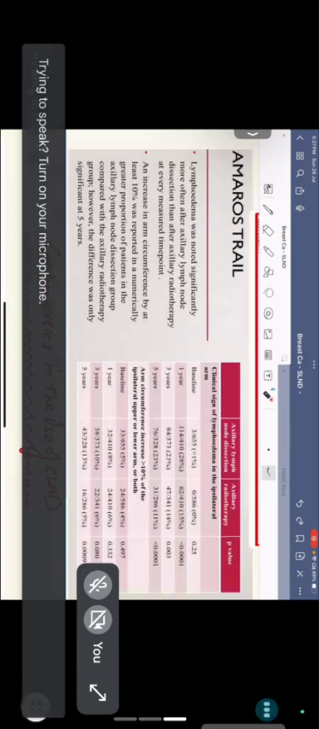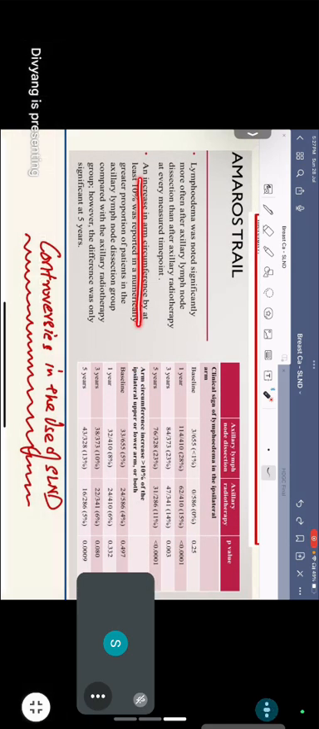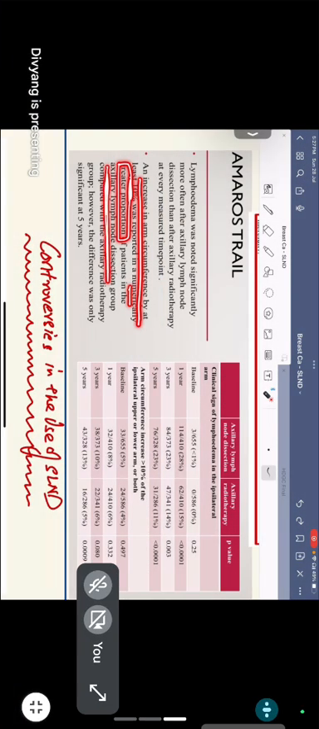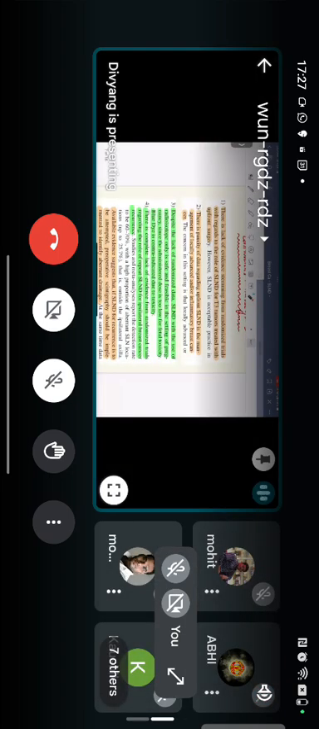In AMAROS, you can see, this is a table. An increase in the arm circumference by at least 10% was reported numerically in a greater proportion of patients in the lymph node dissection group compared with the RT group. However, the difference was only significant at 5 years. So far we have studied 4 trials: B32, IBCSG trial, Z11 trial, and the AMAROS trial.